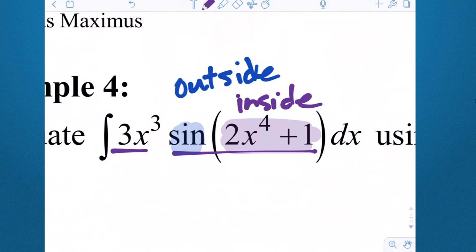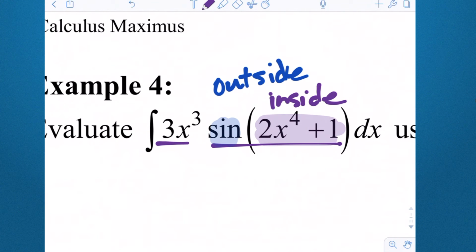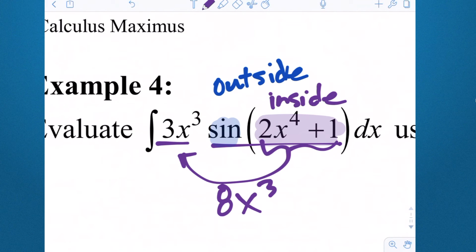And here's what we do. We check. Could it be that 3x cubed then came from the derivative of 2x to the fourth plus 1 when someone, not us, took the derivative to get that? Well, let's see. The derivative of 2x to the fourth plus 1 is 8x cubed. Crap! It doesn't work. Oh, bummer. French for the bummer.